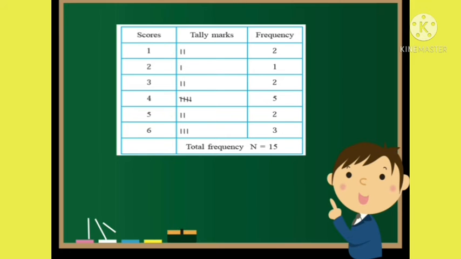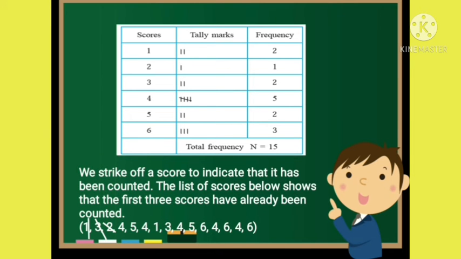At the end, we are going to add the numbers in the frequency column, that is the total frequency number. If you add here in the example which is shown, it comes to 15. We strike off a score to indicate that it has been counted. The list of the scores below show that the first 3 scores have already been counted. When you count the scores, you see we cancel it, so we know that the scores have been counted.